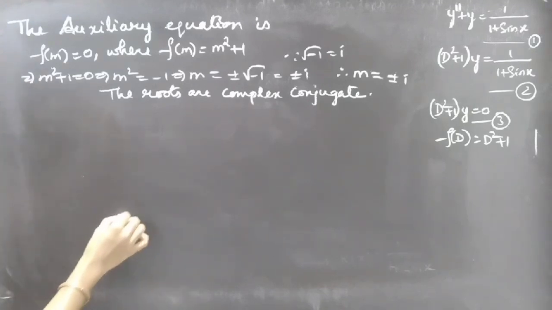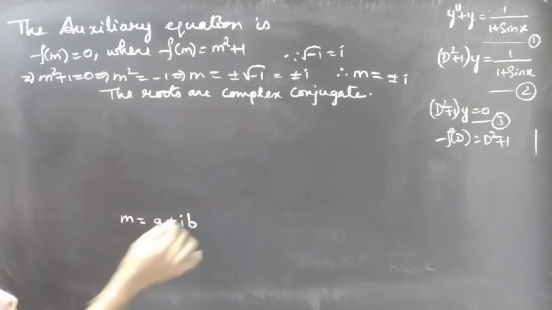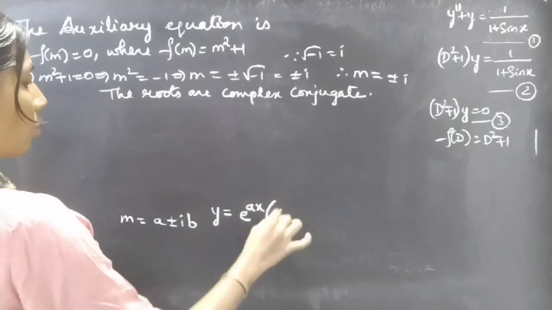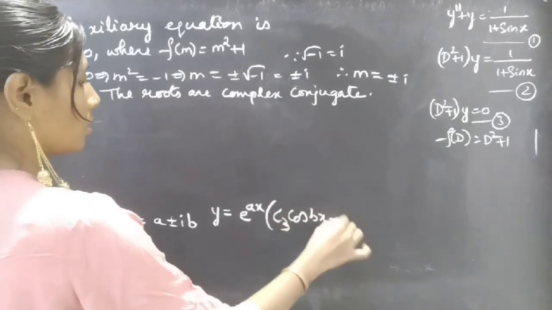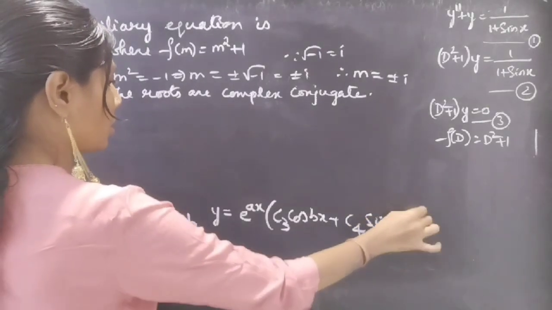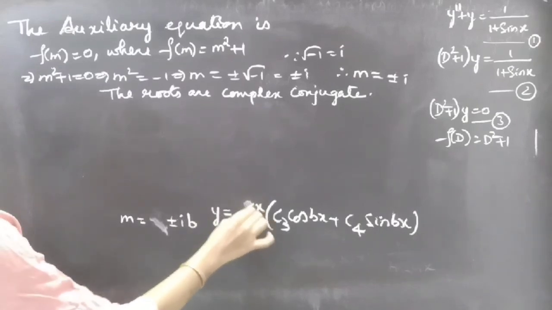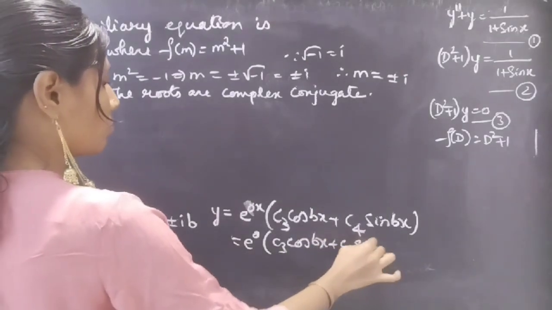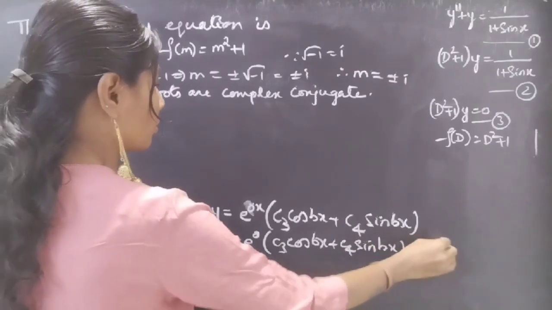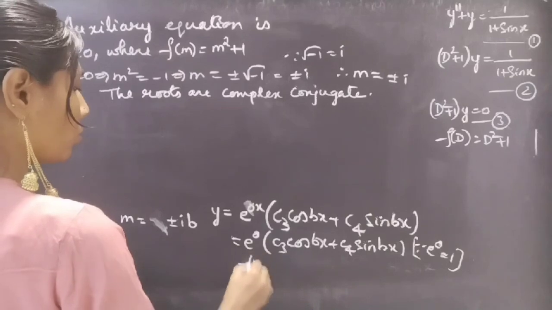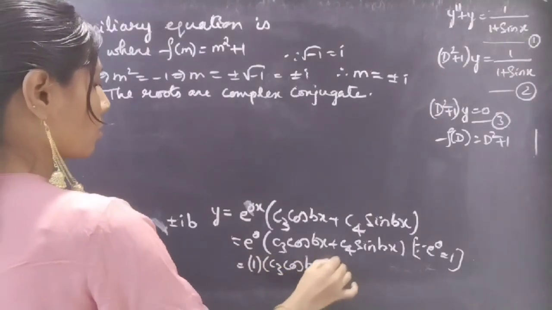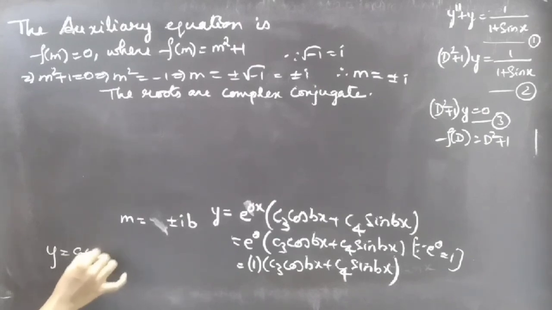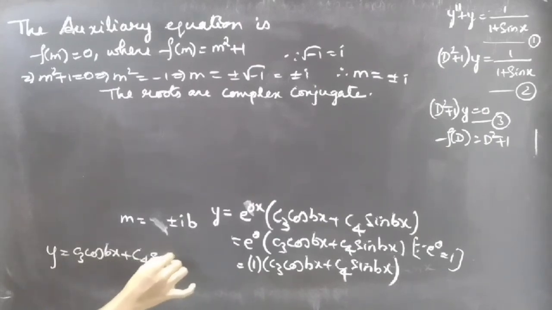We know that when m equal to a plus or minus ib, the solution of the homogeneous equation looks like y equal to e power ax into one constant into cos bx plus another constant into sin bx, right? In case of a equal to 0, we'll have e power 0 into x, which is e power 0 into c3 cos bx plus c4 sin bx. Since e power 0 is 1, we'll get y equal to c3 cos bx plus c4 sin bx, right?